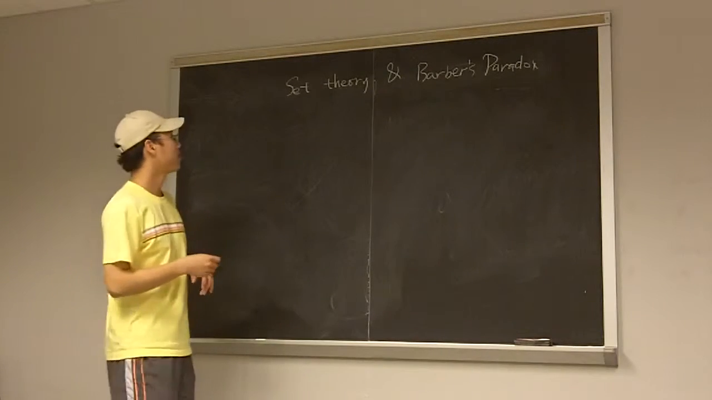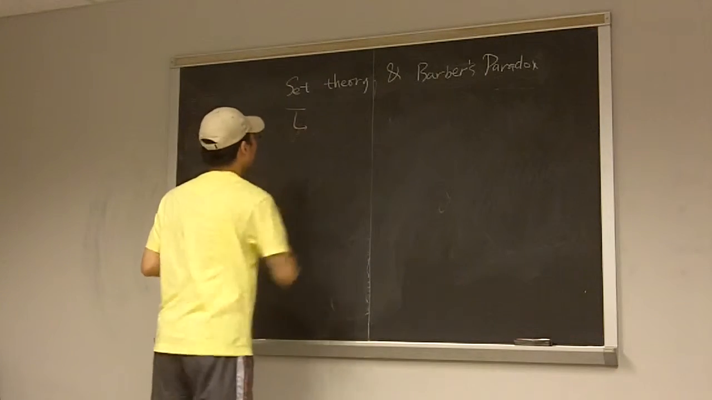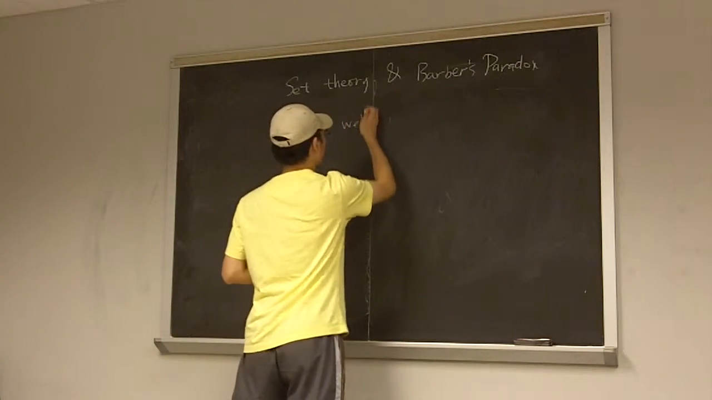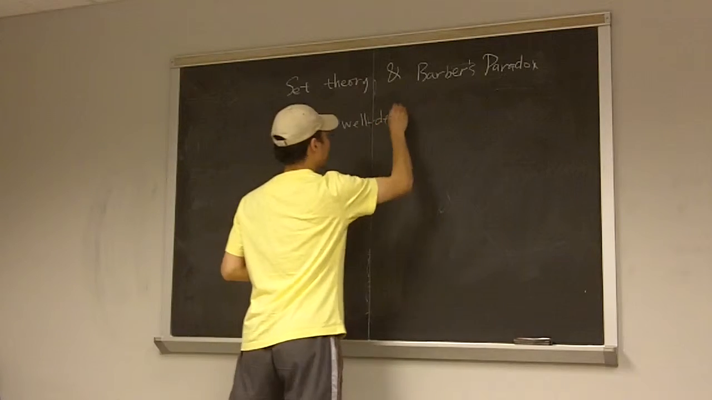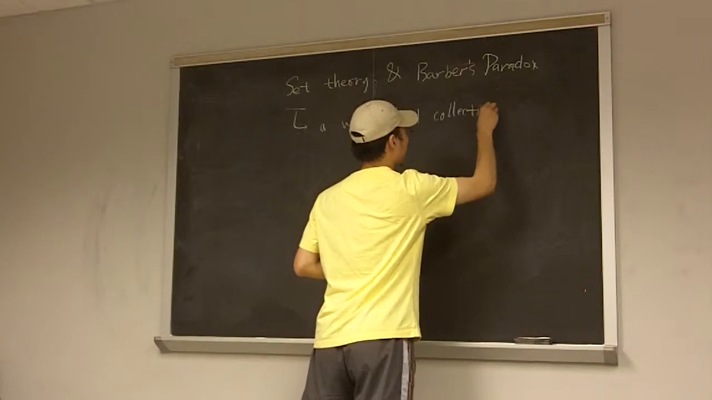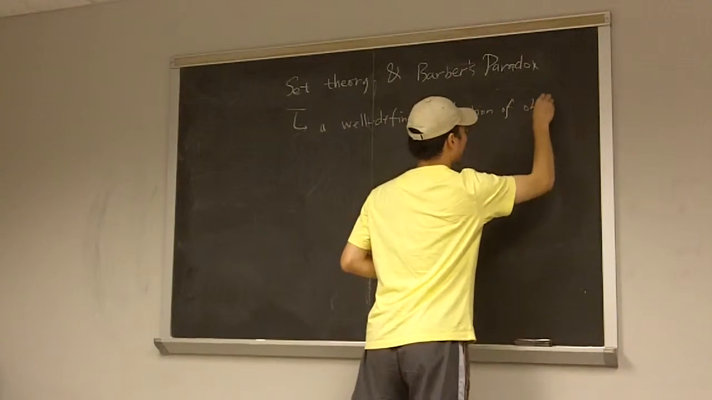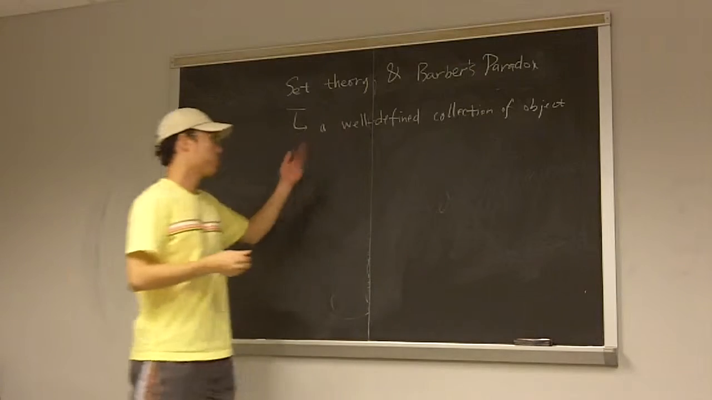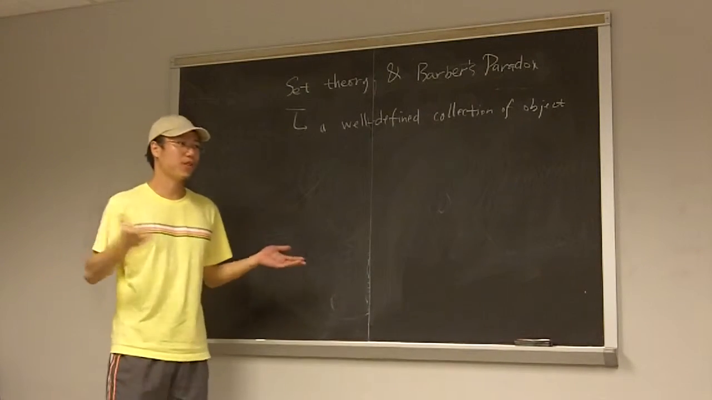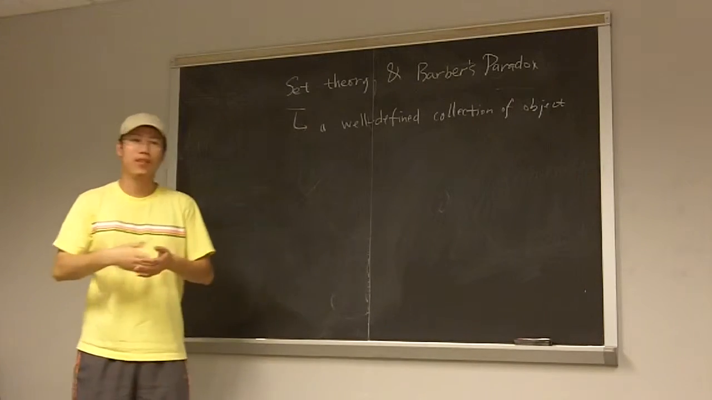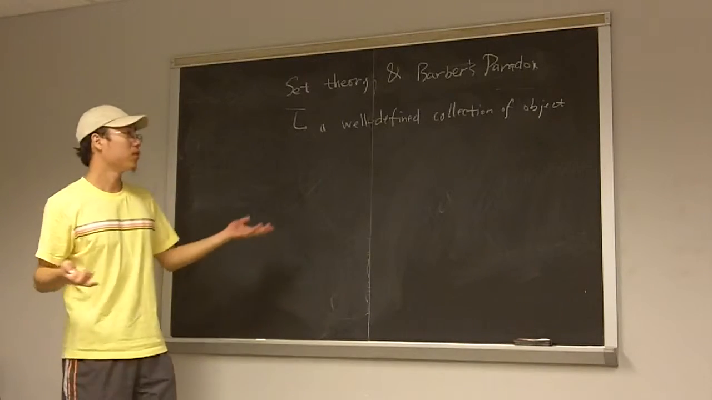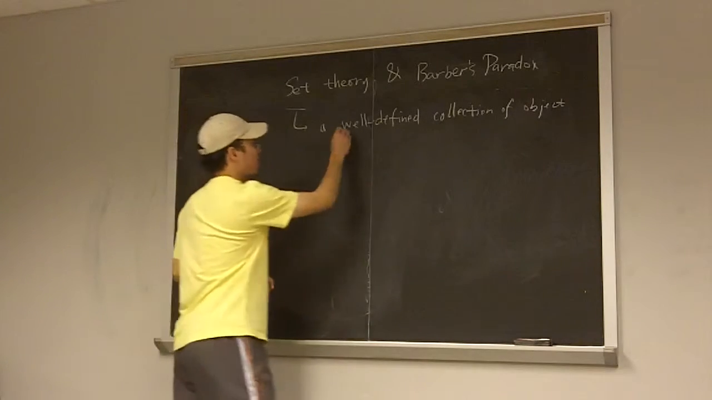Okay. So by a set we usually mean a well-defined collection of objects. From this description, basically anything can be in a set. You can put numbers in, you can put formulas in, you can put anything you like in. So it is a collection of objects, and it has to be well defined.